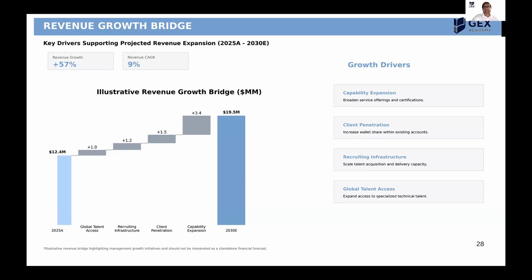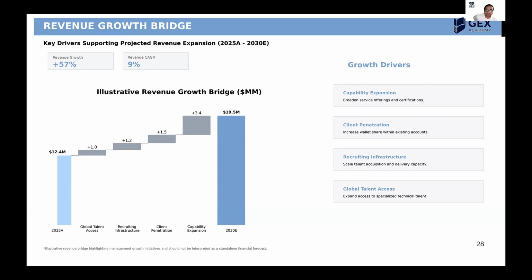So in many ways, recruiting capacity becomes a growth constraint. Even if demand exists, the company cannot capitalize on opportunities unless it has the talent available to support those engagements. So management believes that investments in recruiting processes, systems, and personnel can increase delivery capacity and also support additional revenue growth, right?